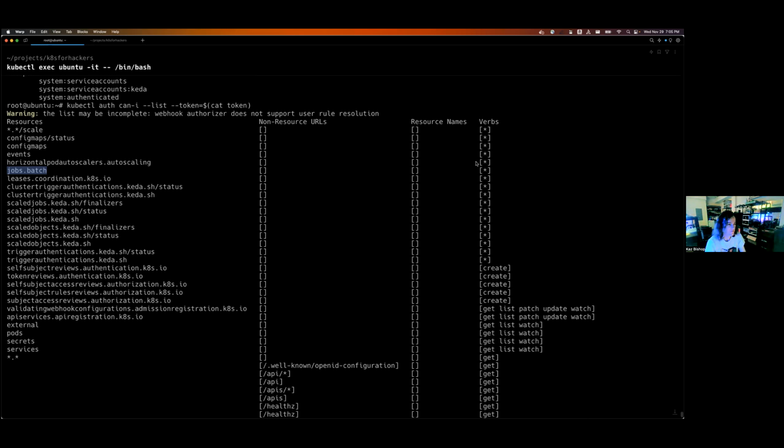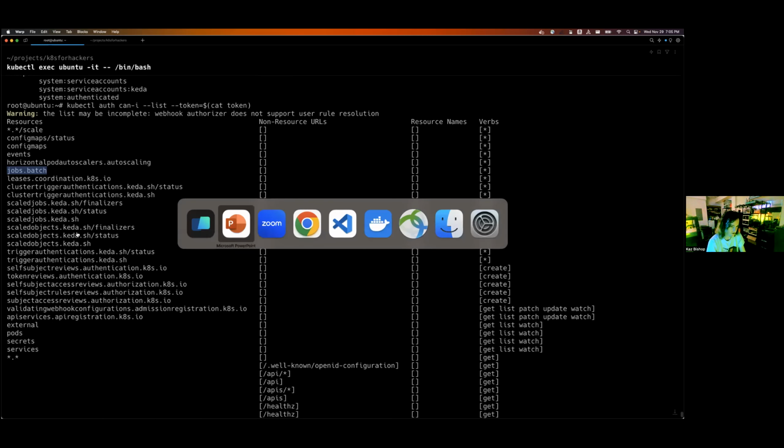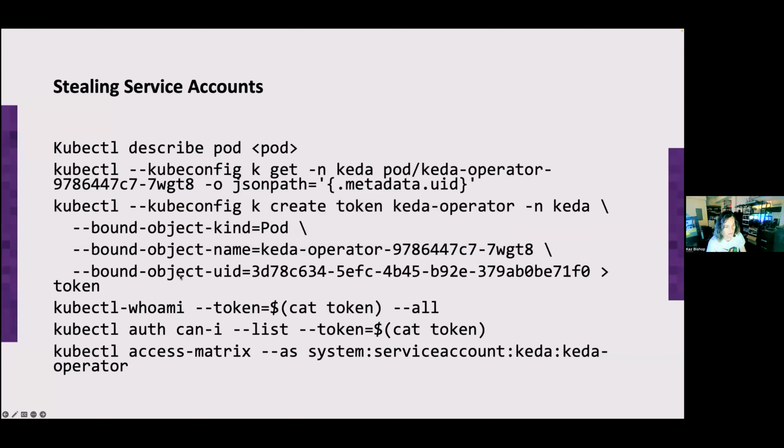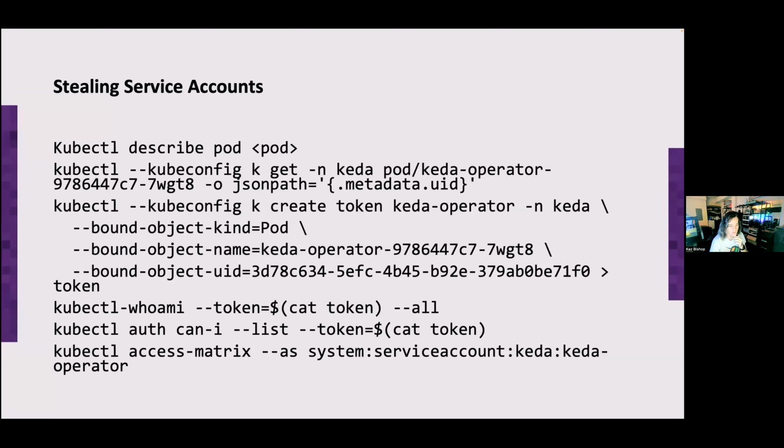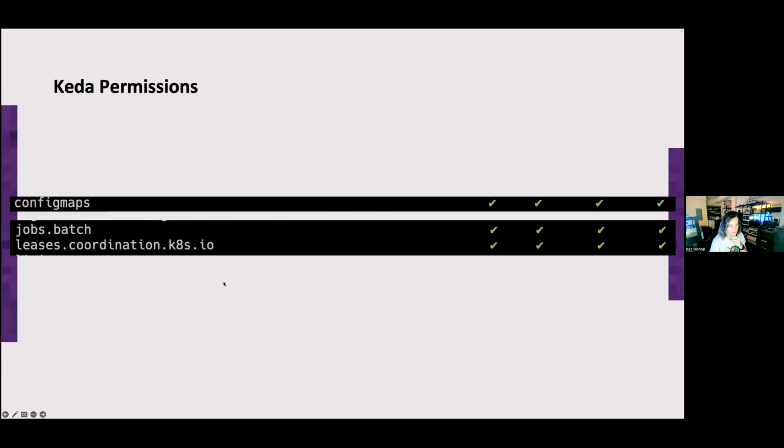So because we have all verbs on jobs.batch, we can create batch jobs, which have container definitions. Scaled jobs and scaled objects also have container definitions. So we can use this in order to get a node breakout, or pod breakout. You can see here, this is the access matrix output. It's a different plugin that you can sort of use to get the same information. Jobs.batch, leases.coordination.k8s.io, and config maps. Config maps is also really useful because this means that we can edit the configuration for almost anything running on the cluster if it's in the config map.